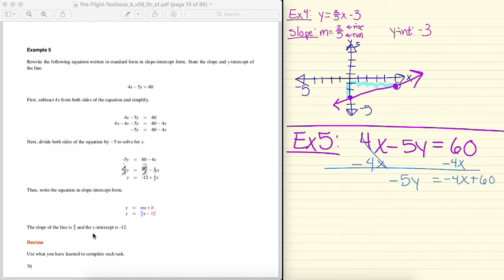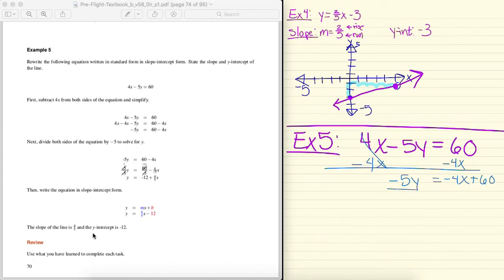Again, I cannot combine the 4x and the 60 because they're not like terms. One of them has an x variable attached to it, the other does not. So I have to just write them next to one another. I can't actually add those or subtract those numbers together and have it be one thing. It has to be 2 separate pieces.